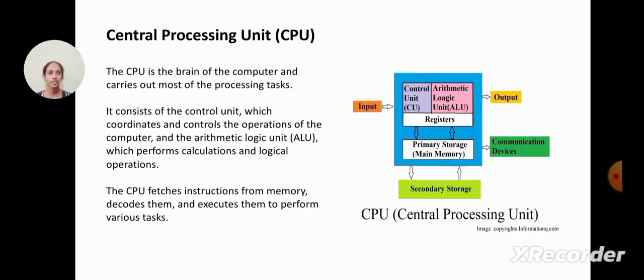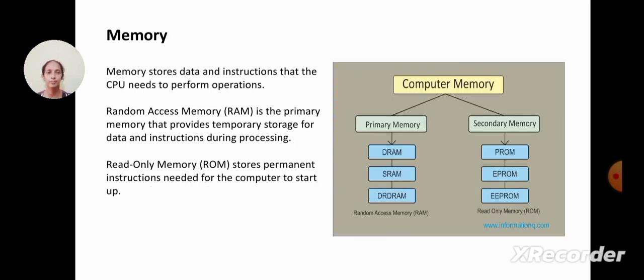Central Processing Unit, CPU. The CPU is the brain of the computer and carries out most of the processing tasks. It consists of the control unit, which coordinates and controls the operations of the computer, and the arithmetic logic unit, ALU, which performs the calculations and logical operations. The CPU fetches instructions from the memory, decodes them and executes them to perform various tasks.